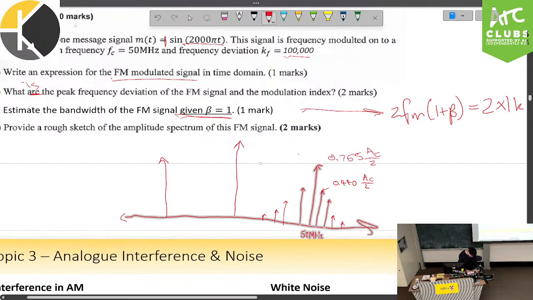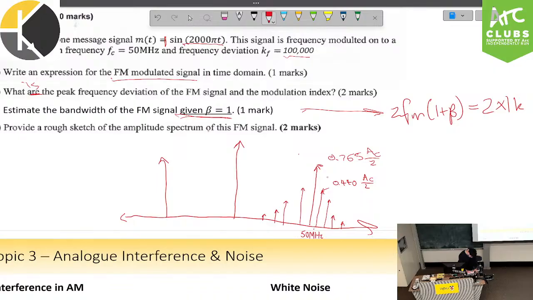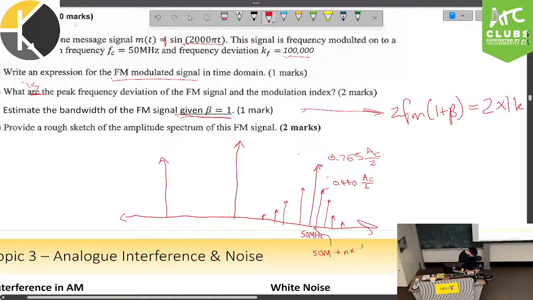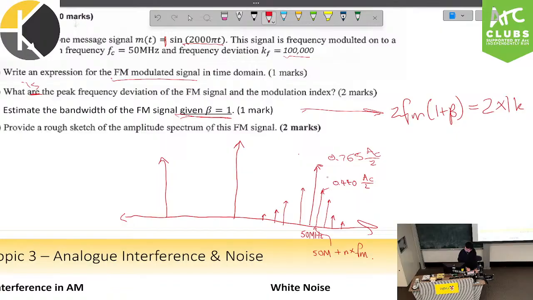And the frequency of this would simply be your carrier plus n times your message frequency. So this would be 50 megahertz plus 1 kilohertz, and then 50 megahertz plus 2 kilohertz, and so on. As always, we will have the same exact diagram in the negative portion of the frequency spectrum. Cool. So it would look something like that.